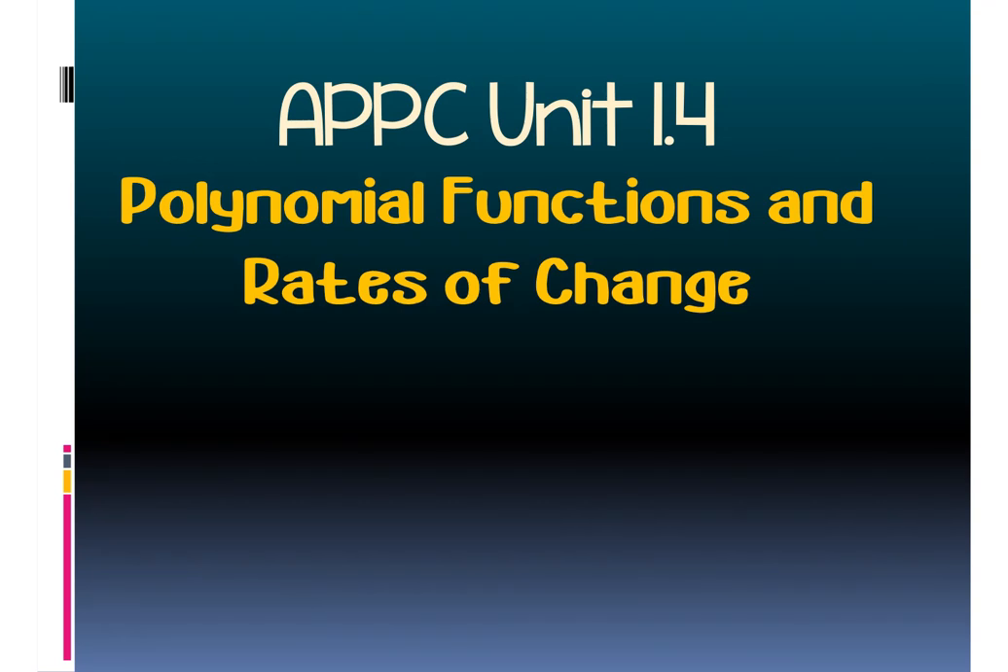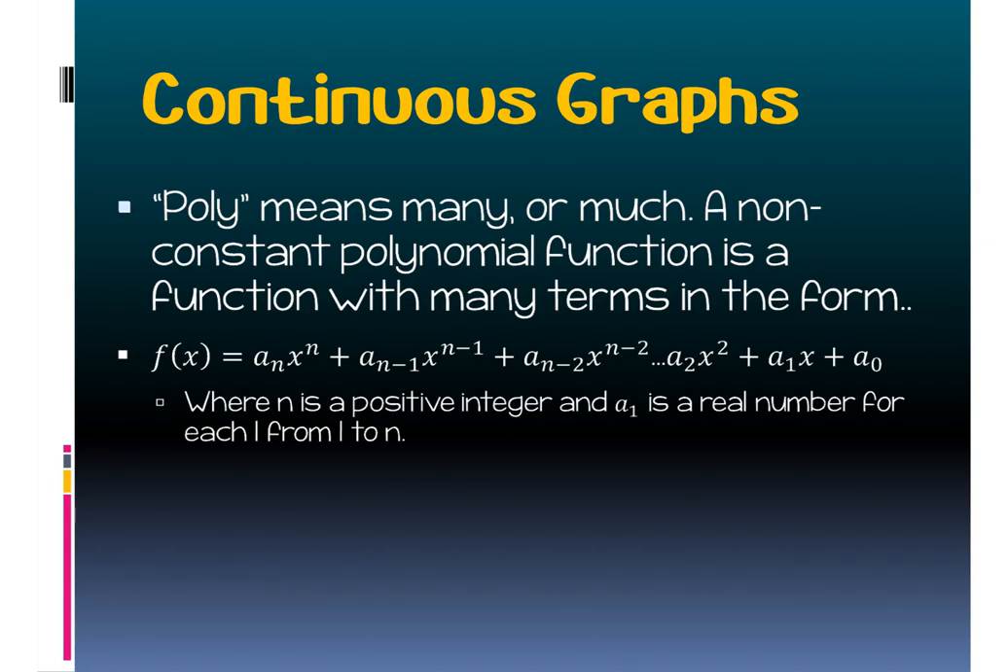All right, so 1-4, AP Unit 1-4 is called Polynomial Functions and Rates of Change. It starts with characteristics of polynomials. So these are all continuous graphs. These are your graphs that look like a roller coaster. Goes up and comes back down, goes up and comes back down, that kind of a thing, okay?